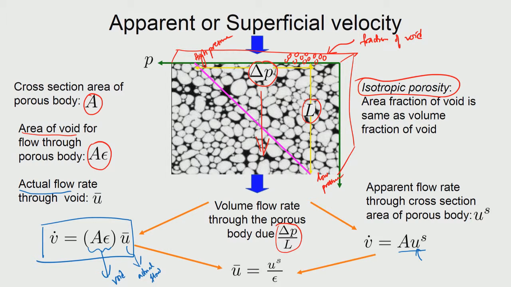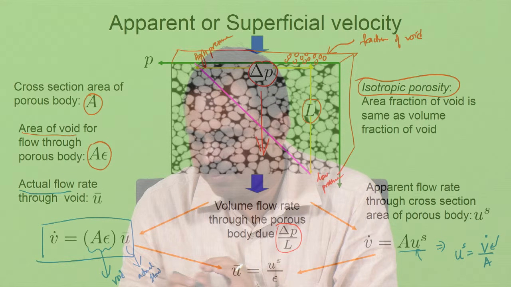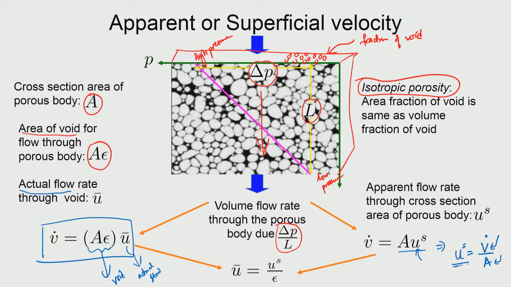So, A into US should give us the volumetric rate. The reason why we call this a useful quantity is because I could calculate it as V dot by A. Now, V dot can be measured because you could collect the fluid coming through this porous body for a duration of time and then divide the volume by the time, and you get the volumetric flow rate. And you can measure the area of the porous body by using calipers. Therefore, the superficial velocity of the fluid, as if it is going through the entire cross section of the porous body, can be experimentally determined, and that also determines the volumetric flow rate.